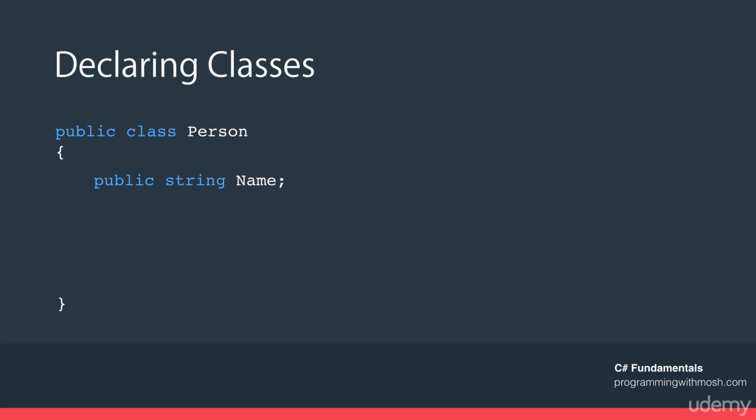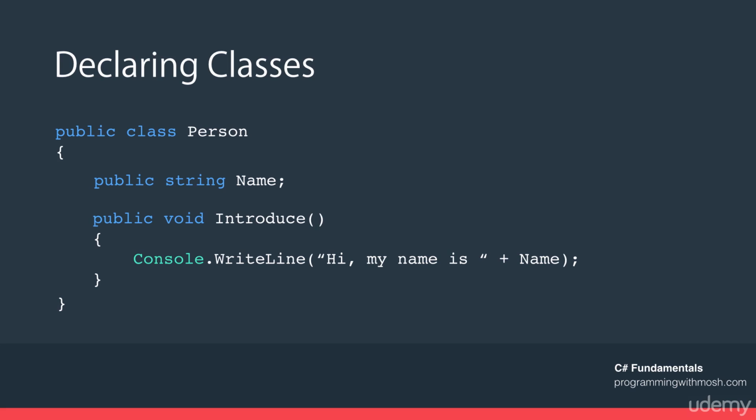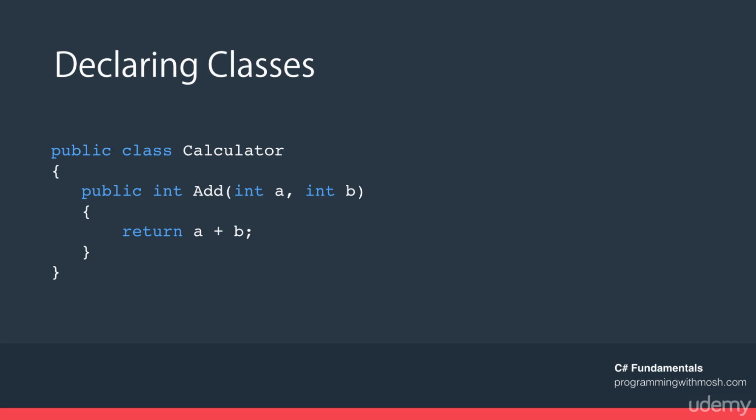Your classes can also contain methods. So here is an example. In this example, void is the return type for the introduce method, which means this method does not return any values. And also note that this method does not take any parameters, as indicated by empty parentheses. So it simply outputs the name of the person on the console. Here is another example. In this example, we have a calculator class with 1 method, which takes 2 parameters of type integer and returns an integer.